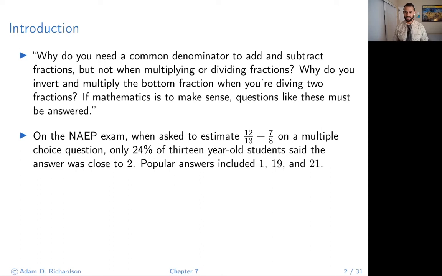Here's a little bit of perspective. On the NAEP exam, which is sometimes called the nation's report card, students were asked to estimate 12/13 plus 7/8 on a multiple choice question, and only 24% of 13-year-old students said the answer was close to 2. Just ponder that for a second. Only a quarter of 13-year-olds, students that are about to enter high school, were able to say correctly that that sum is going to be close to 2. Some popular answers included 1 or 19 or 21.